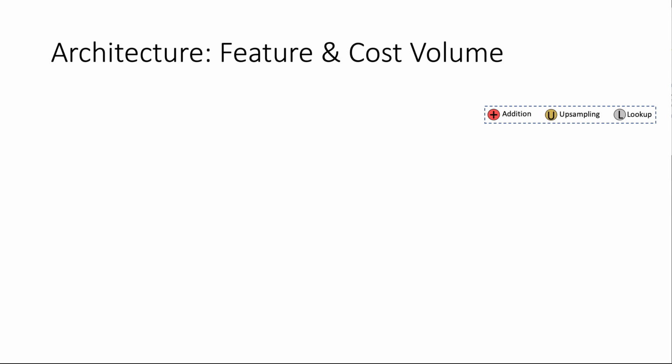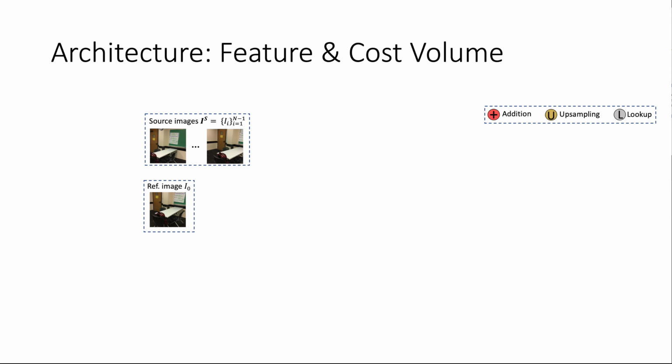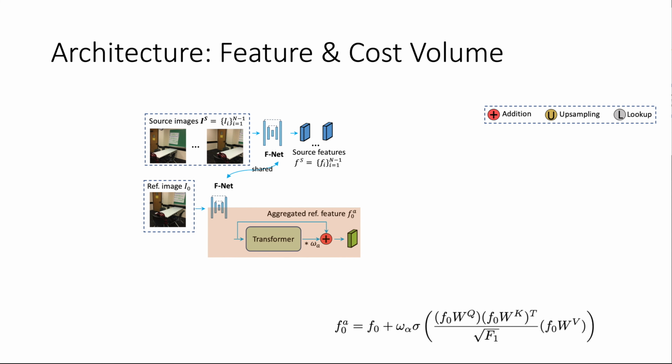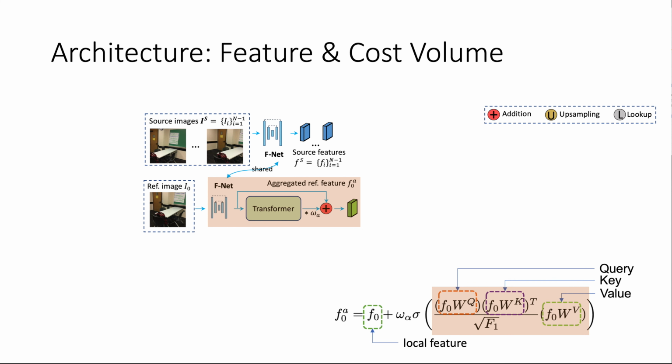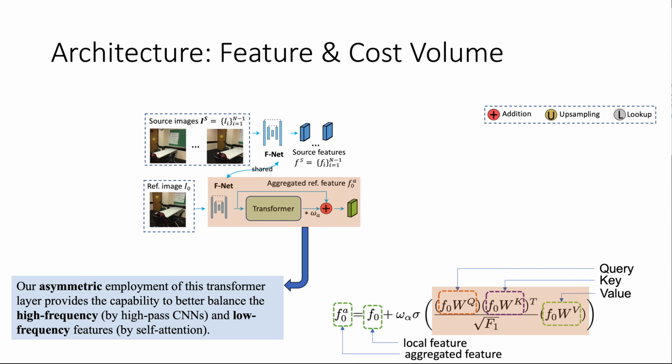Specifically, for the feature module, the reference image and the source image are fed into the CNN feature net (FNet) for local matching feature extraction. Besides the local features, a transformer layer is applied to the local feature of the reference image to construct an aggregated one. Next, we use the aggregated features of the reference image and the local matching features of source images to build a plane sweeping cost volume.